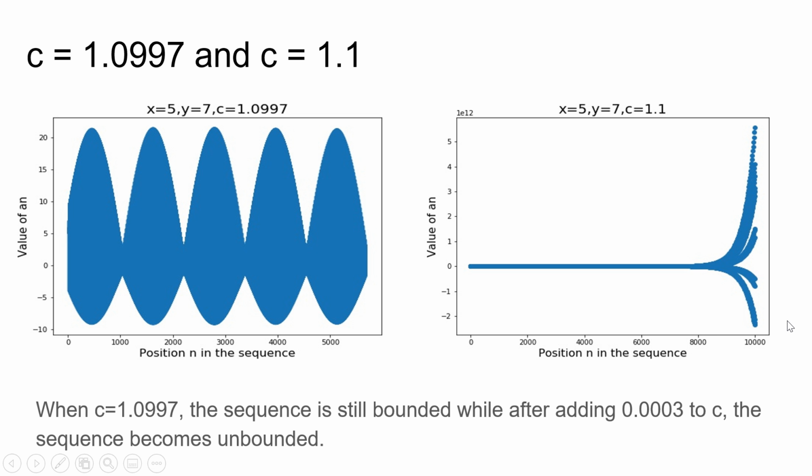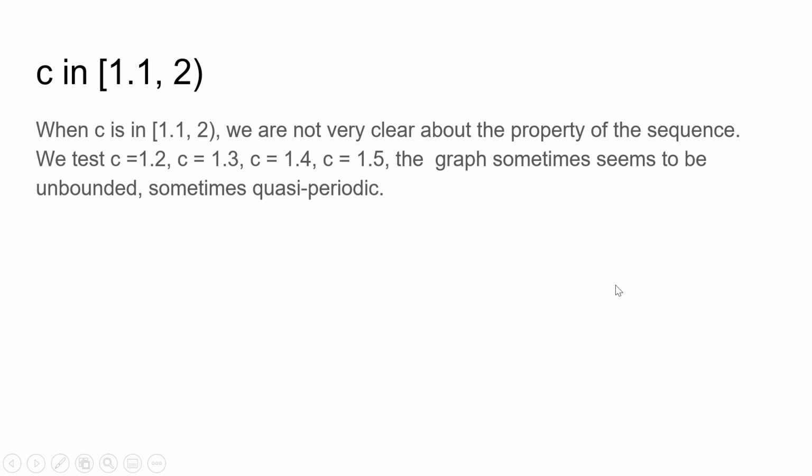Also, in the second graph, when C equals 1.1, the sequence is unbounded. So I wonder if the value 1.1 is the boundary value between boundedness and unboundedness. I chose to test more cases like 1.2, 1.3, 1.4, 1.5. And the graphs sometimes seem to be unbounded, sometimes quasi-periodic, so it's kind of a mess, and we are not quite clear about the properties of the sequence when C lies between 1.1 and 2.